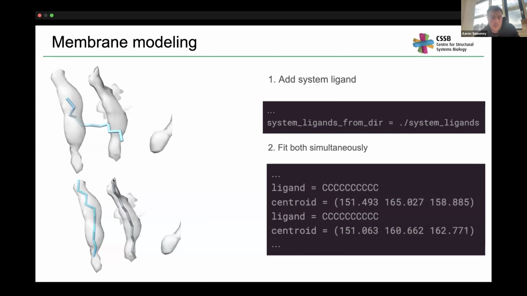One is, as we mentioned before, the system ligands. If you can fit one of these things, you can add this ligand in, and now the other molecule you're trying to fit won't move into that density. Or the second way is you can fit both simultaneously, which is what I did here. You give, in your config file, each ligand its own centroid point to start from, and both docking and the MD phase will try and fit them both simultaneously. I wouldn't advise doing this with too many ligands, because in the current version, this is quite slow depending on how many more and more rotatable bonds you add to the system.